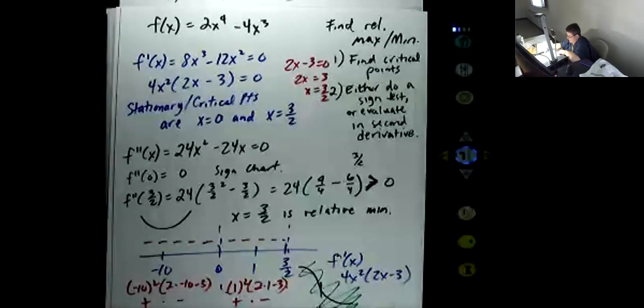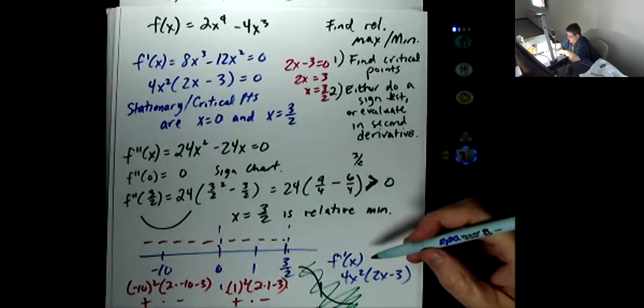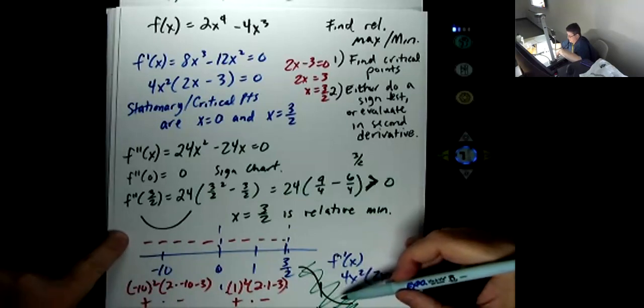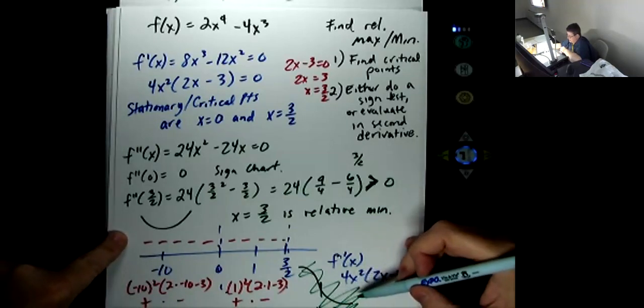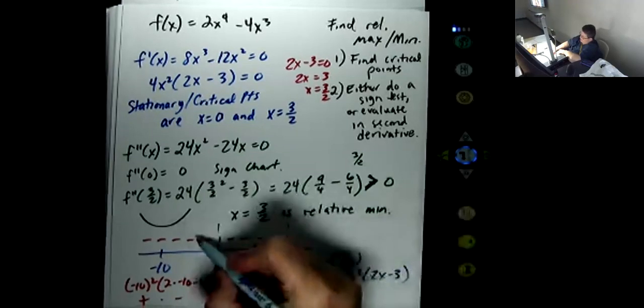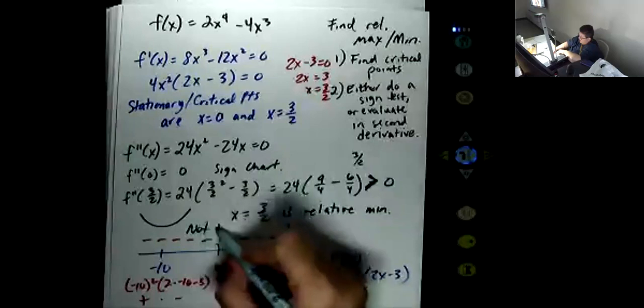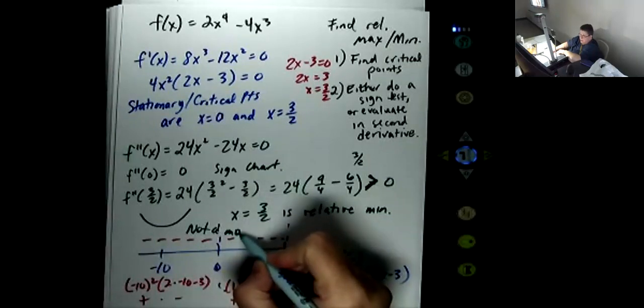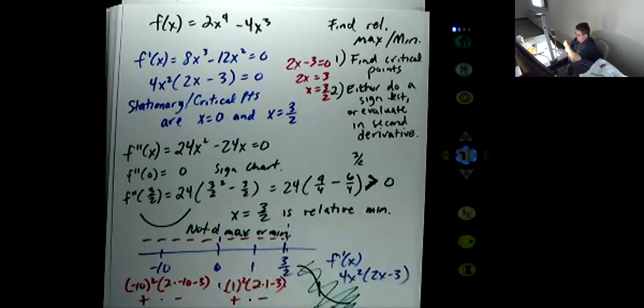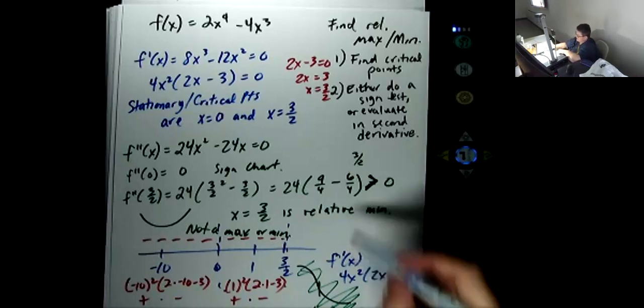What's going on here? The concavity didn't change. Concavity just says 0, which means it's not a max or min. So we only had one relative point. The relative min was at x equals 3/2.